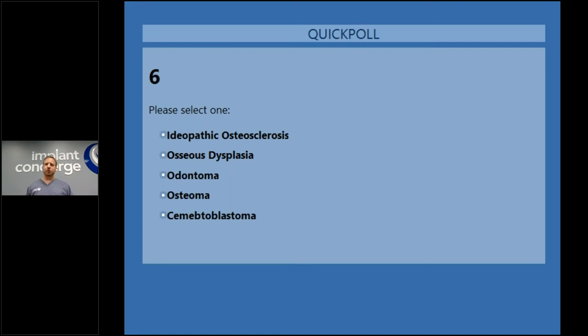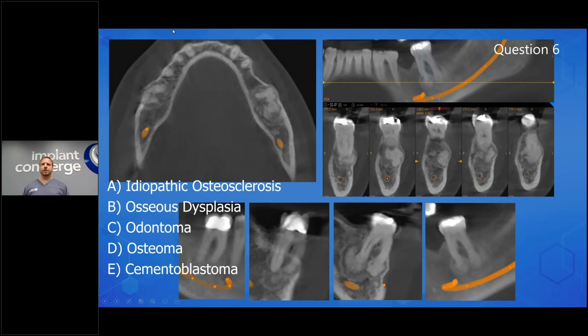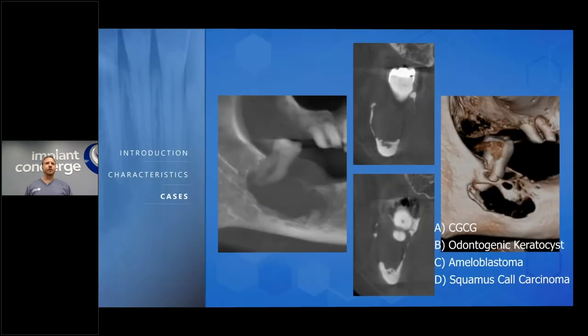So this is a really good one. I'm actually really surprised at the answer, because at first glance I would lean more towards osteodysplasia, but you guys are great detectives, because you don't see the lamina dura. It's continuous with the apex of the roots. So that's a great one. So yeah, 70%. I would definitely lean that way as well.